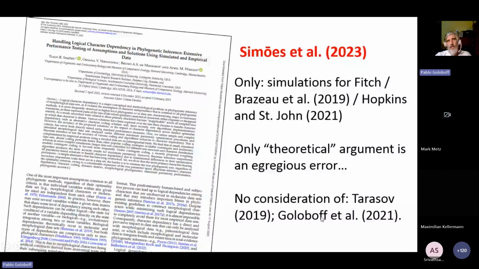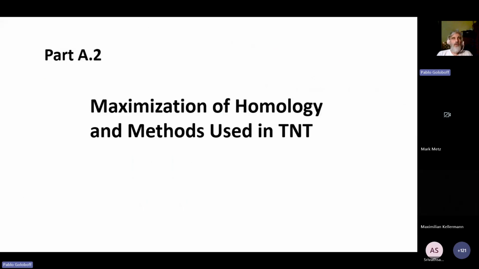And the only, so to speak, theoretical argument in Simons et al. is a really serious error. Really problematic. It does not make any sense. If there are questions on that, I can answer them. So we should move on to part A2, the maximization of homology and the methods used in TNT.